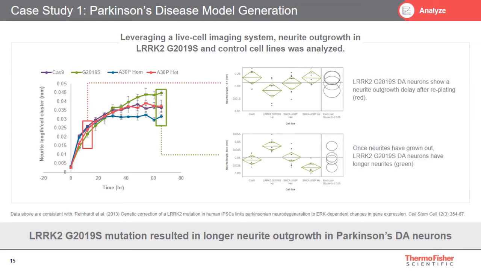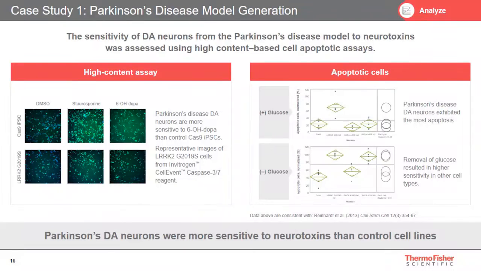And just to clarify here, SNCA is another gene that's associated with Parkinson's disease. So this is a line that we're using as an additional control. So this particular phenotype that we saw as far as neurite outgrowth was specific to the G2019S mutation in the LRRK2 gene. Now, one of the hallmarks of Parkinson's disease is the loss of dopaminergic neurons.